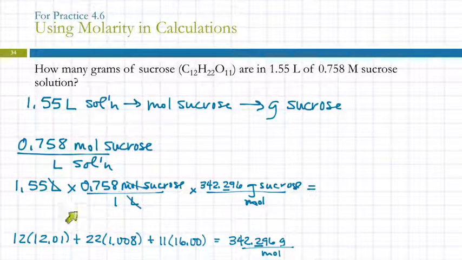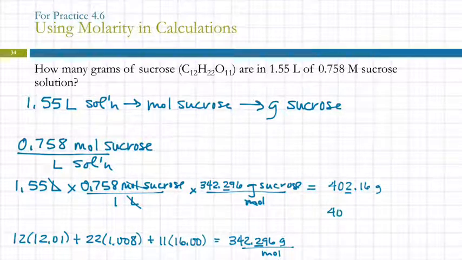Okay, we just need to calculate this. So here's 1.55. That has 3 significant figures, times the molarity, 0.758, that has 3 significant figures, times the molar mass, the way I calculated it, it has 4. So our answer will have 3 significant figures, and that should be grams of sucrose. So then when we round this, we get 402 grams of sucrose.